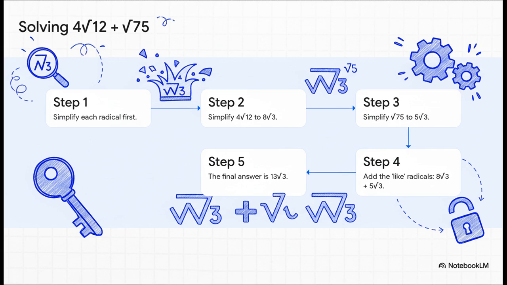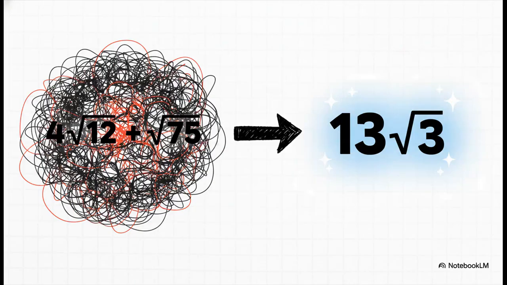The radicands match, so now we just add the numbers out front. 8 plus 5 is 13. Our final answer is 13 root 3. And just like that, the code is cracked. And there you have it.